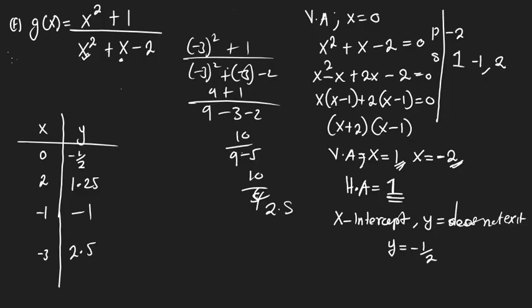Now let's try to plot. Let's put our points here. If you have 0, then you have negative 1 over 2. If you have 2, then you have 1.25. If you have negative 1 here, you have negative 1 here. If you have negative 3 here, you have 2.5.